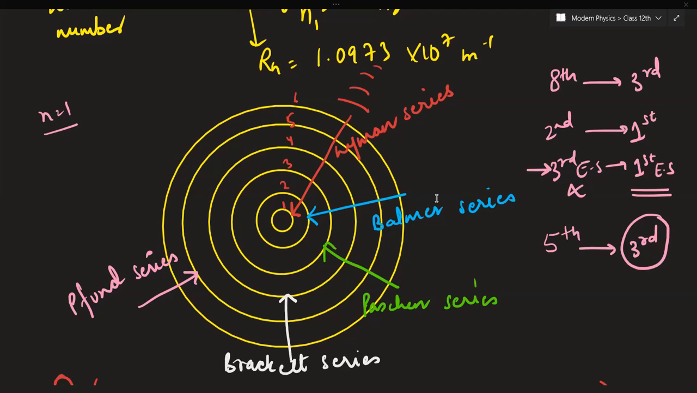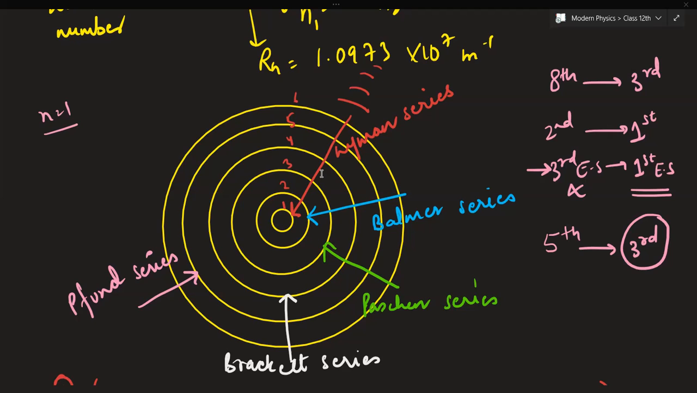Hiba, did you understand now? Hamza, Hiba, see, the last one you have to check. n is 4. It is coming from any orbit, be it 20th, whatever value I say. The last one is 4 and the fourth one is the Brackett series. I have kept it in front of you only.